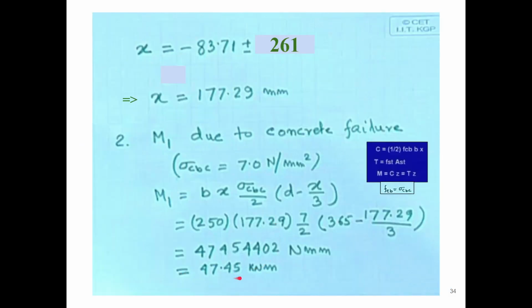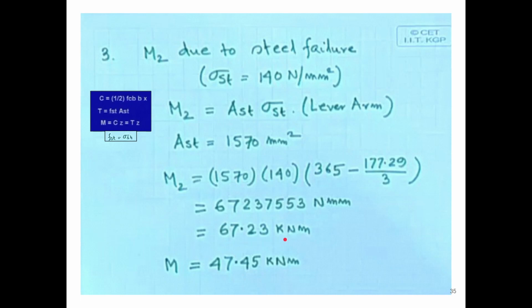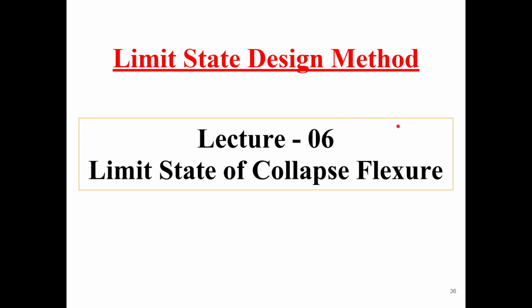So the minimum of 47.45 and 67.23 kilonewton meter is 47.45 kilonewton meter, and the minimum value is taken as the moment carrying capacity of the reinforced concrete section. So with this, we will finish the working stress method. Now let us enter the limit state design method.